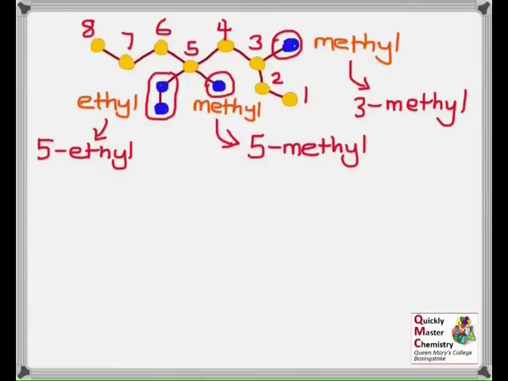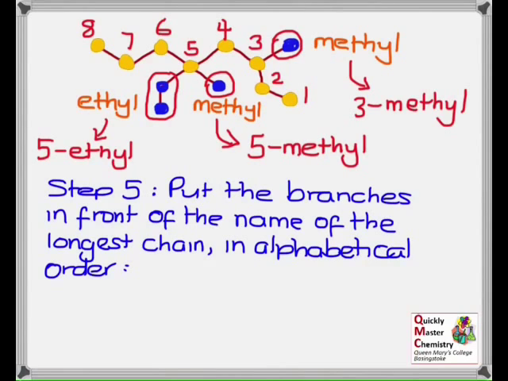So we finally reached the stage we can start putting the name together. And so the next step is that you put the branches in front of the name of the longest chain. So all these numbers and branch names we're going to put in front of the octane that we decided was the longest chain in the molecule. And there's a rule here that you write them in alphabetical order. So ethyl, beginning with E, is going to come before methyl, beginning with M, in the name.